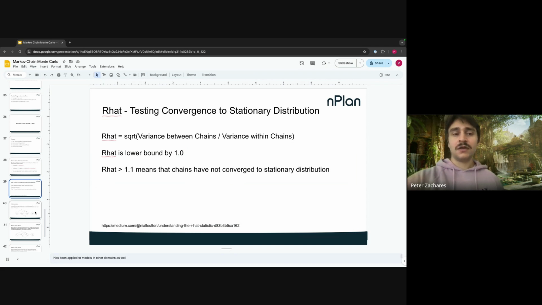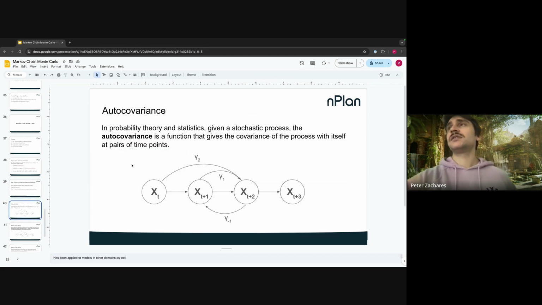Now, that brings me to a really important topic from this paper, and a fundamental concept in time series analysis or stochastic process analysis. What is autocovariance? This is from Wikipedia: in probability theory and statistics, given a stochastic process, the autocovariance is a function that gives the covariance of the process with itself at pairs of points.